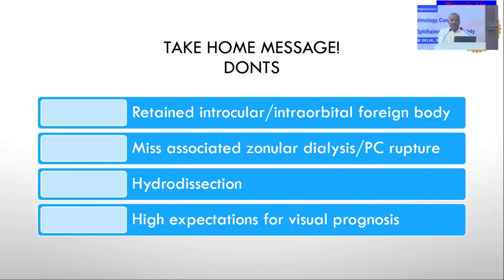One should not miss ruling out any intraocular and intraorbital foreign body. If it is there, it should be taken care of at the same time, and one should not miss associated zonular dialysis or PC rupture, because it can jeopardize the final result. And I have seen that one should avoid hydration, especially in white cataracts, because chances of nucleus drop are very high, and patients should be told about the visual prognosis. Even if everything is right, the visual prognosis may not be good due to damage at the cellular level.